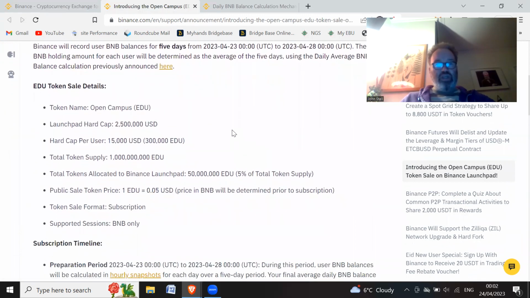So for the EDU token, there's a 2.5 million USD hard cap. Hard cap per user is 15,000 USD. Total token supply is 1 billion EDU. Total tokens allocated to Binance is 50 million EDU, which is 5% of the total token supply, which is pretty standard for these launch pads on Binance. Public sale token price, 1 EDU is going to be 0.05 USD. Price in BNB will be determined prior to subscription. Obviously the price of BNB will go up and down by the time you buy it.